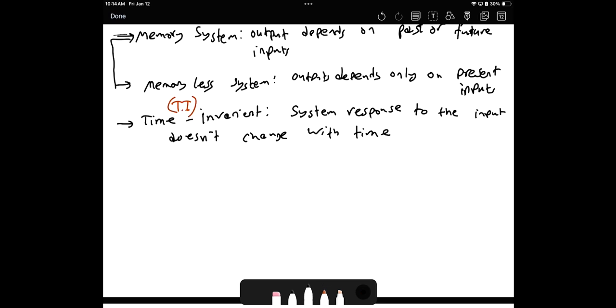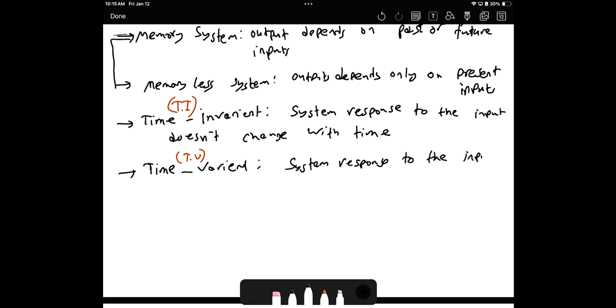Then, how about time variant, which is TV? The system response to the inputs changes with time. It means there's something happening with the system that's changing with time.